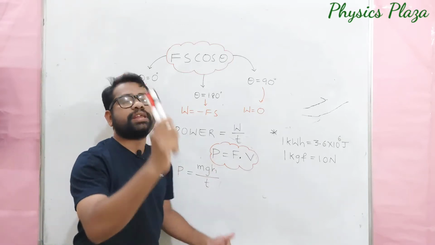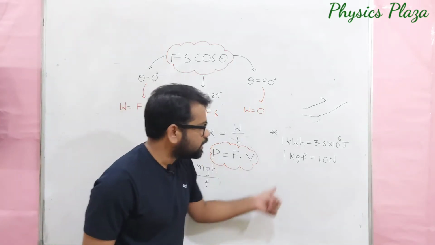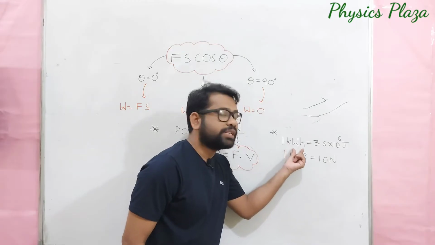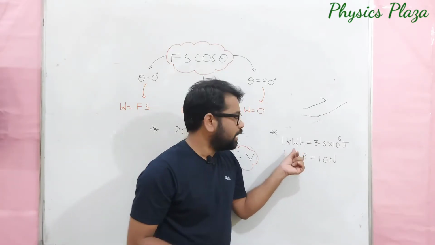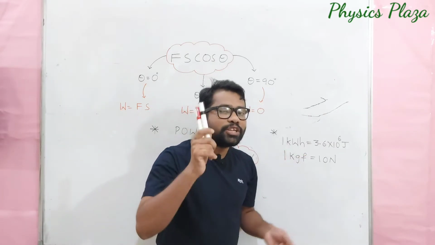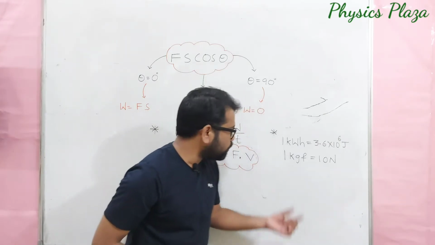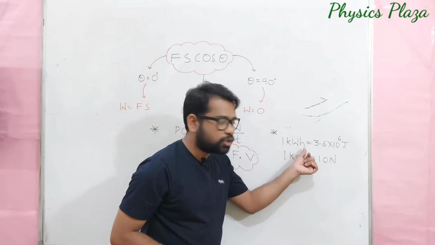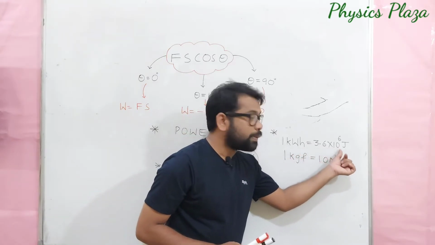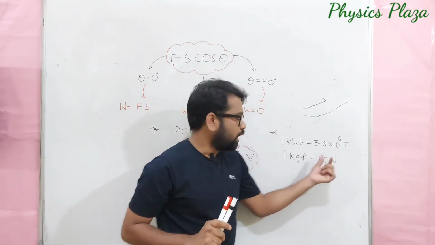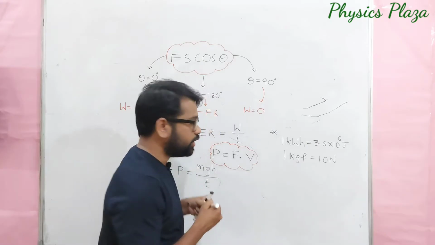One more very important thing we have to remember is: 1 kWh is equal to how many joules? Children, kilowatt hour is a unit of energy. So 1 kilowatt hour is equal to 3.6 × 10^6 joules. It's very important.